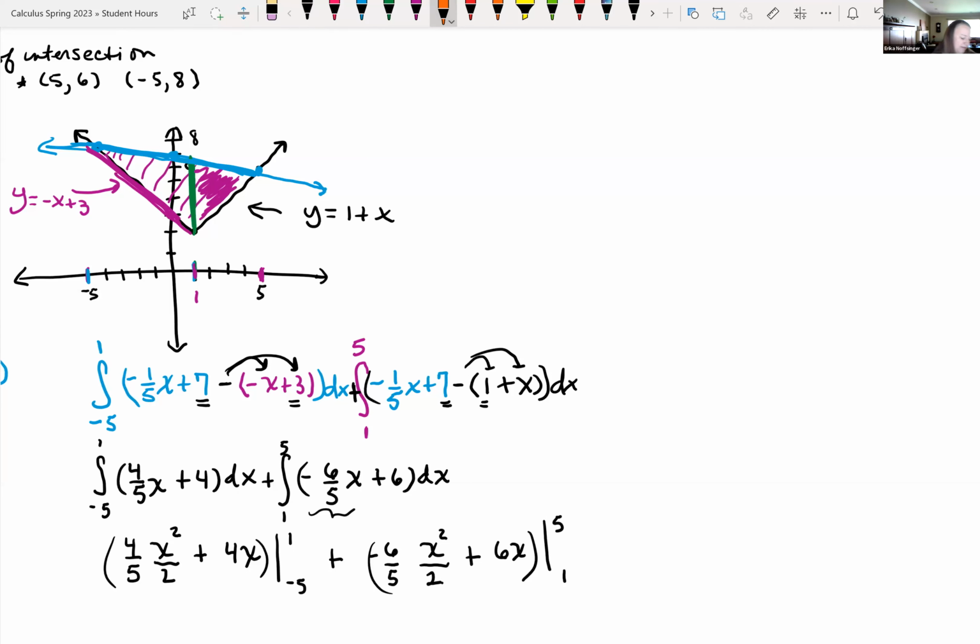So we have common factors in the numerator and denominator. 2 goes into itself once, 2 goes into 4 twice. Over here, I have 2 and negative 6, so 2 goes into itself once, 2 goes into negative 6 negative 3 times.